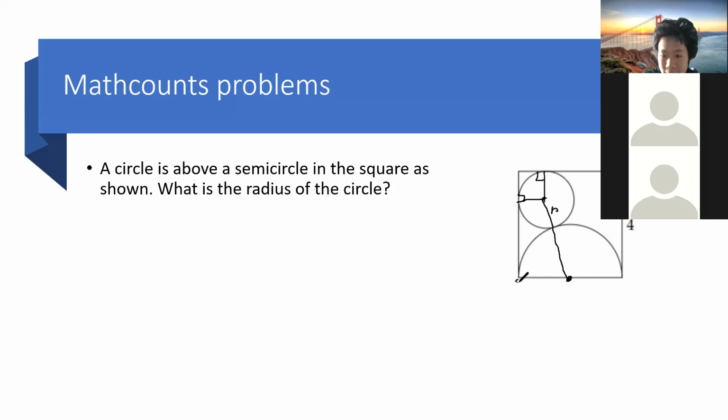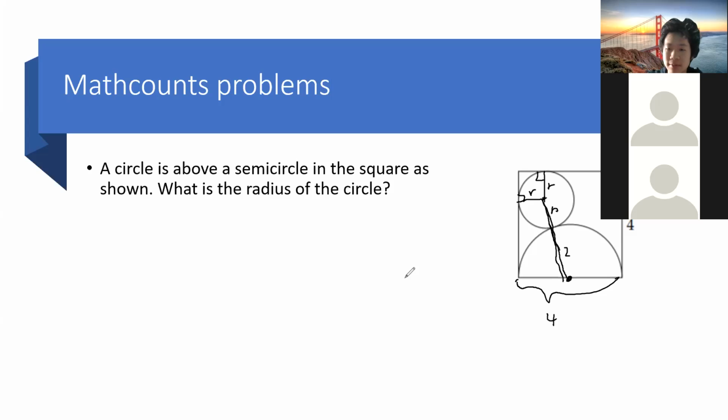The semicircle has a diameter, that's the side of the square, which is 4. So the radius is 2. So this length here is going to be r plus 2, if the radius of the circle is r. Let's label all these r's as well. So now the third step is we want to find right angles and right triangles.